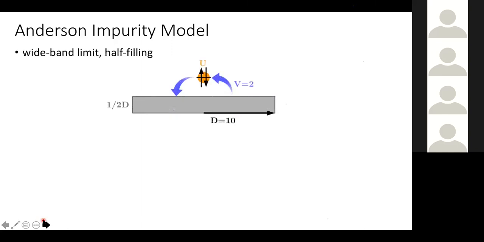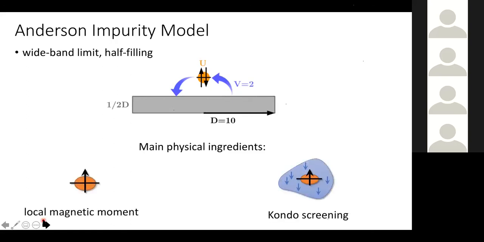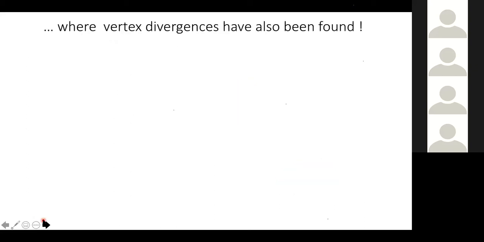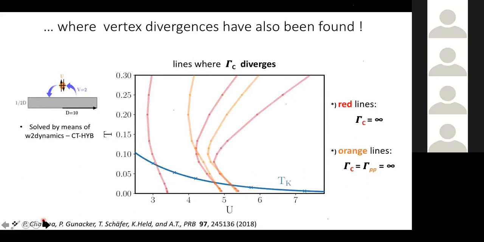And the impurity model that we consider is in the wide-band limit at half filling, for which the physical ingredients are very clear. At large U, you will have a local magnetic moment formation, and then at lower temperature, a Kondo screening. And more importantly, answering the old question of 2017, the Anderson impurity model, even in its simplicity, still has the problem of vertex divergences.